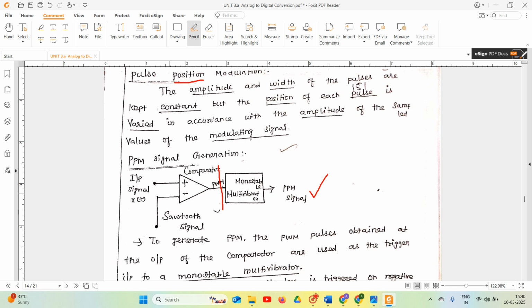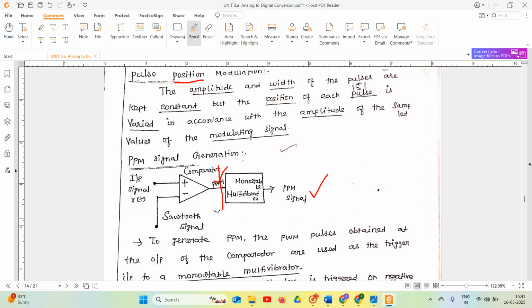Okay, so first we are giving the modulating signal at the non-inverting terminal of the comparator, and the sawtooth signal is given to the inverting terminal of the comparator. So when the amplitude of the modulating signal is greater than the sawtooth signal, then the comparator output is high. Otherwise, it is low, right? So based on that, we are going to generate the PWM signal, right? After that, that PWM signal is the input of our monostable multivibrator, right?